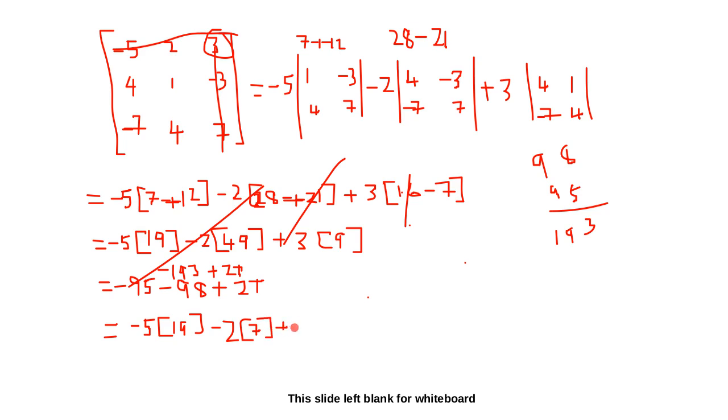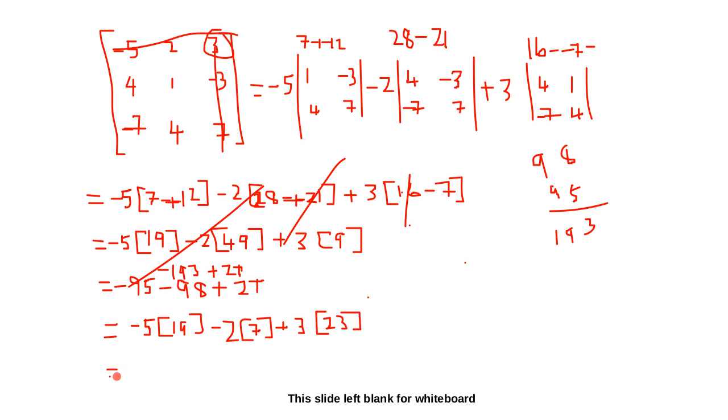plus now the last one, 3. Now here we'll have 4 times 4, which is 16, minus now negative 7 times 1, that is minus 7. So this becomes now 3 into 20. 16 plus 7 is 23. You can confirm that.